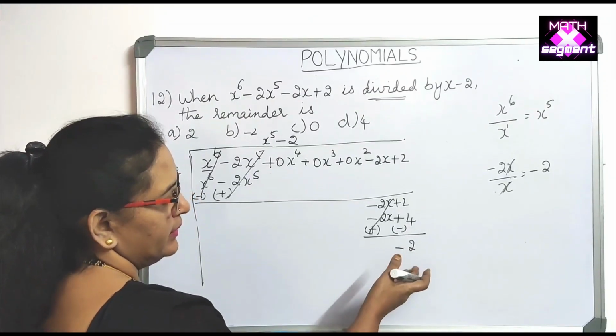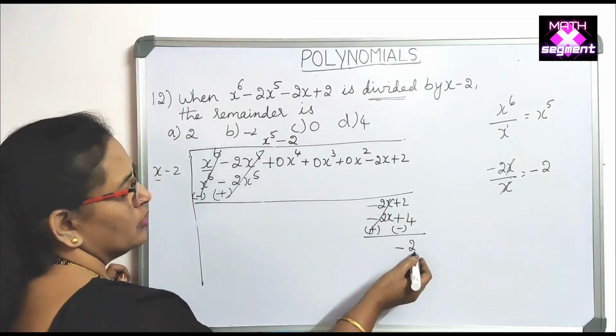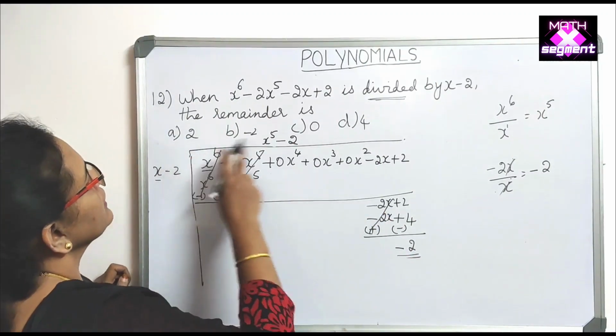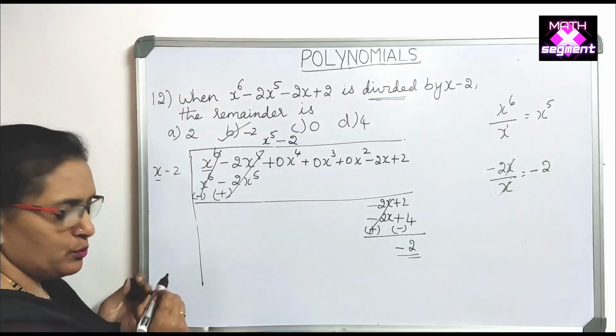So the answer has ended. The question has ended. We cannot divide anymore. So your remainder is minus 2. So here option B is the correct answer. It is minus 2.